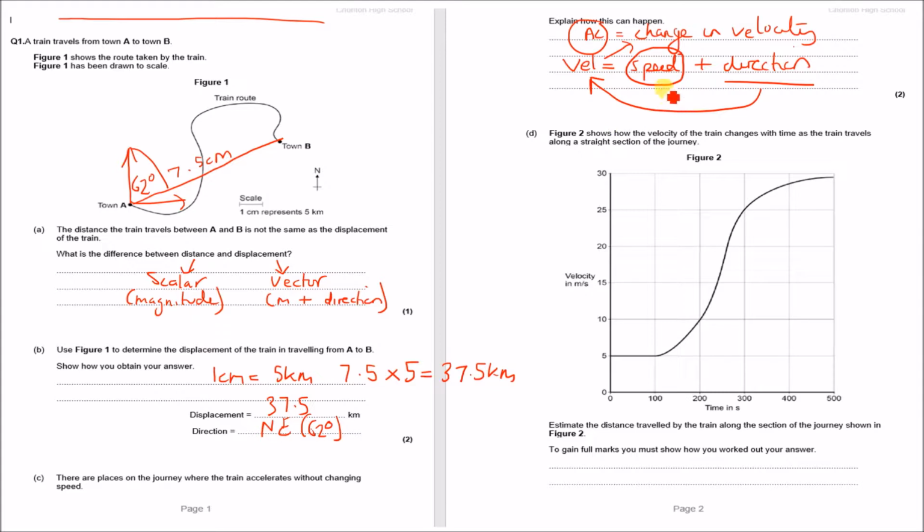So you need to put that into a sentence. A change in direction causes a change in velocity, and a change in velocity is equal to acceleration. Acceleration is defined by a change in velocity.